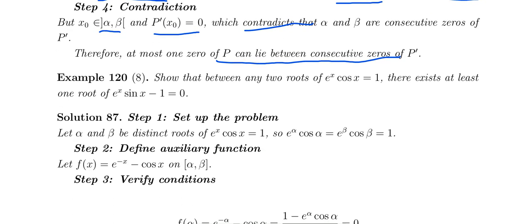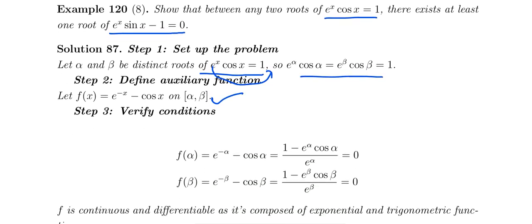And between any two roots of e power x cos x equal to 1 there exists at least one root of e power x sin x minus 1 equal to 0. Okay, so alpha, beta are the distinct roots of this one. எடுத்துட்டீங்கன்னா e power alpha cos alpha equal to 1 என்று வந்துரும் இல்லையா. So f of x equal to e power minus x minus cos x எடுக்கலாம். இந்த e power x அந்த பக்கம் கொண்டு போனால் e power minus x minus cos x equal to 0. f of x, roots alpha comma beta.